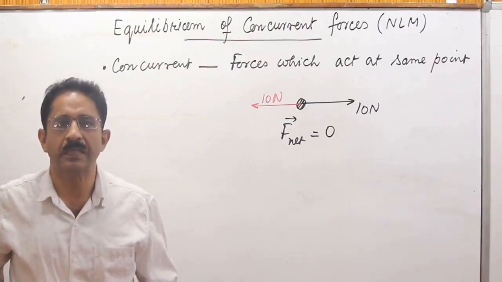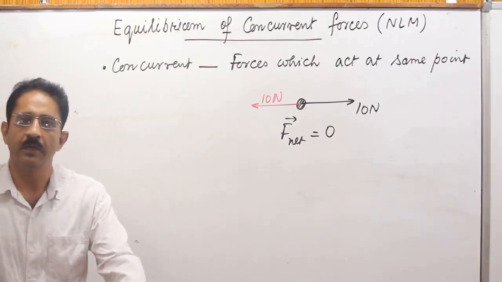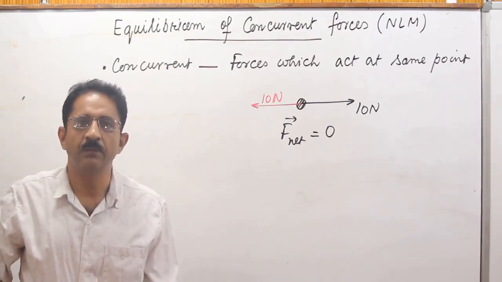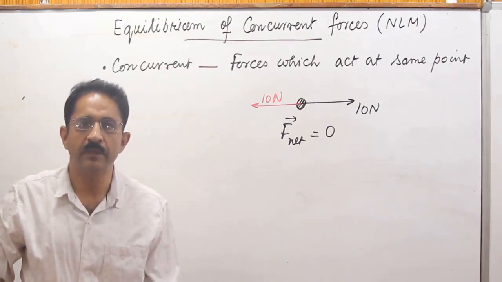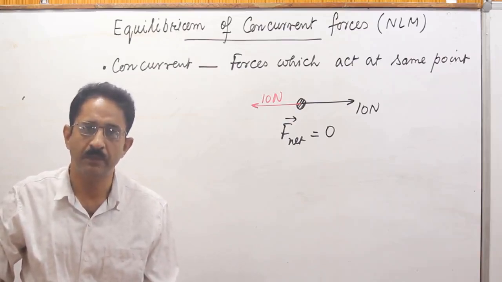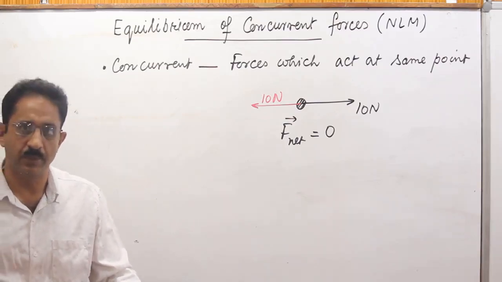So this is the equilibrium of two forces. The condition now arises that for the two forces to be in equilibrium, we must have the two forces equal in magnitude but opposite in direction, acting at the same point. So they are two concurrent forces because they are acting at the same point.